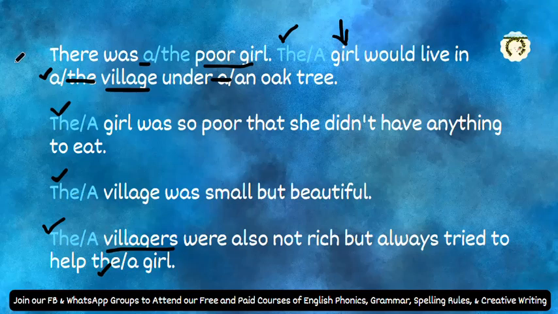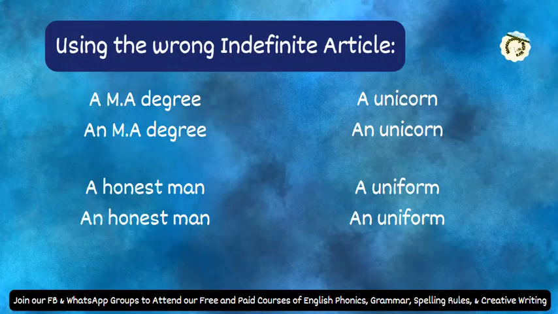So this is how we use a, the, and an. If you want to learn more about articles and how to teach articles in a multisensory way to kids, please check out the description box. The video is there. These articles are not a separate part of speech. They are a kind of adjective, or you can say determiners.